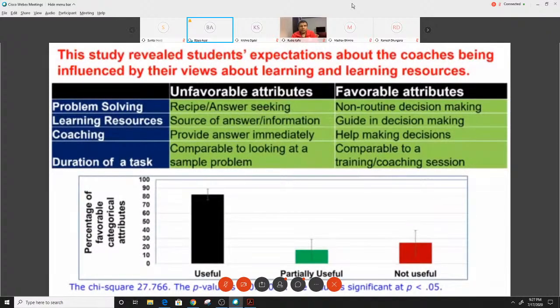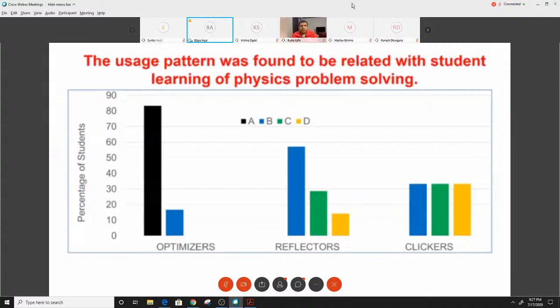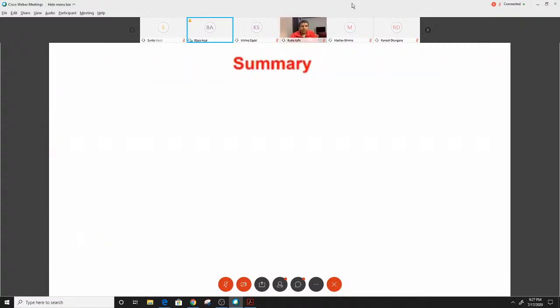Sorry that, because of the time, I have to go real quick, but feel free to ask me later if you have anything. And I have one more data to show, and then I'll summarize. Yes, optimizers were the most effective users, as you can see from the graph. That's all I have to say. Without more explanation, I would like to summarize my talk.